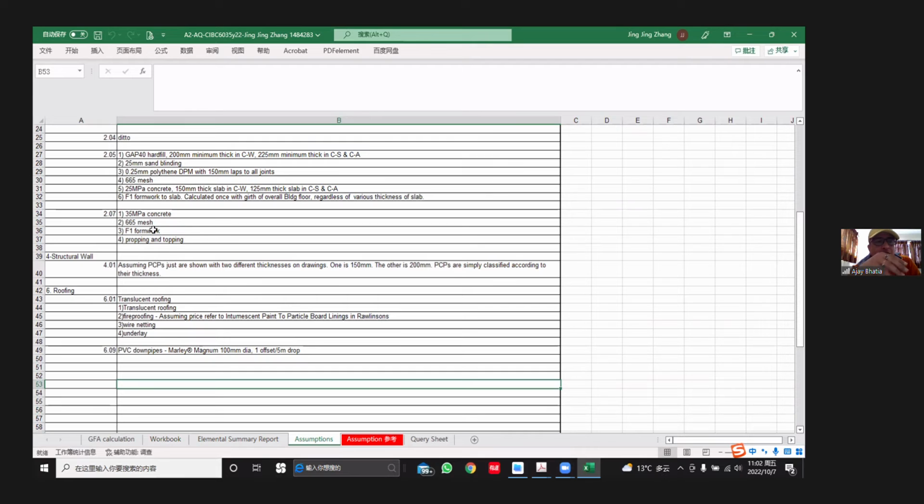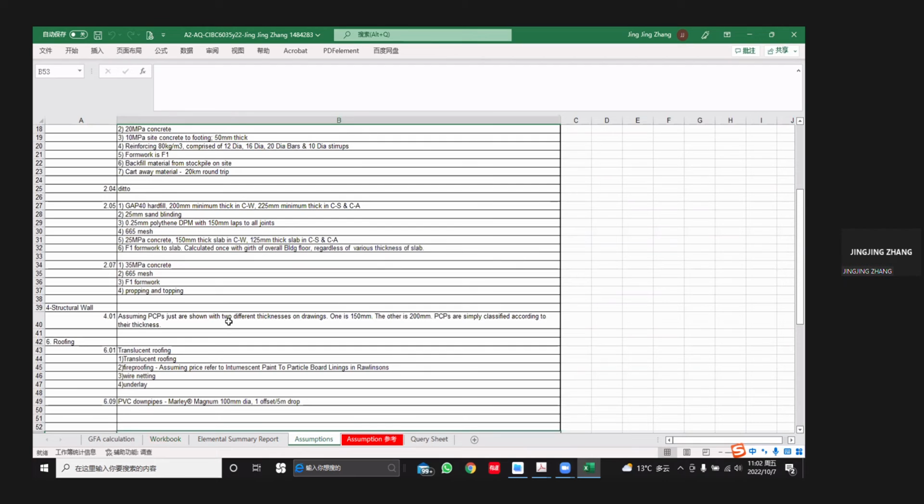So wherever you are assuming for your element 1, put your assumptions over there. Then for element 4, put your assumption. For element 2, put your assumptions. This is the good way to do it. That's how you do it.